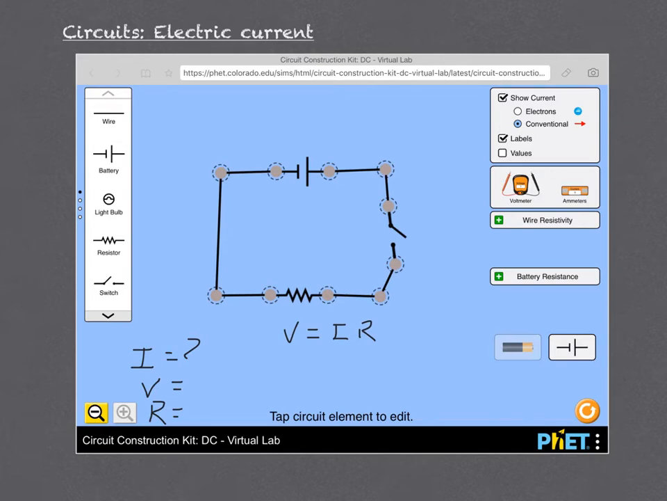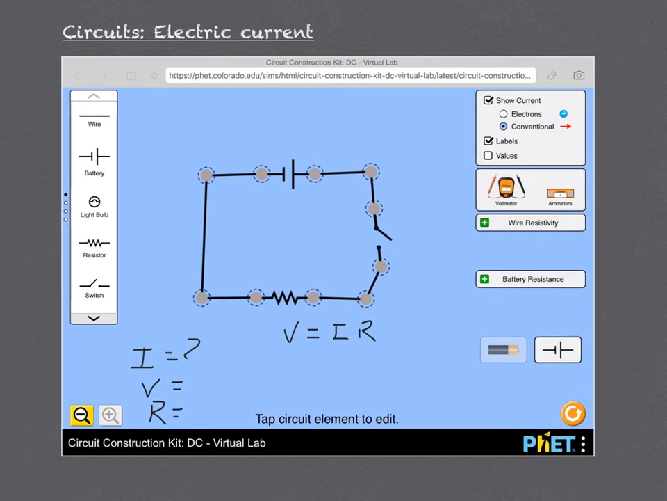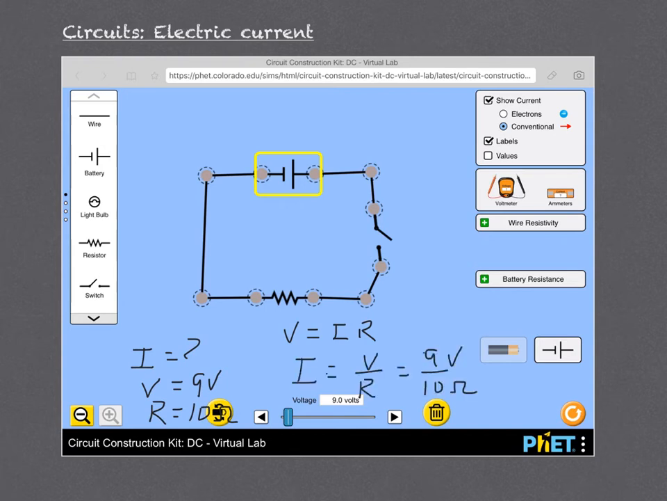So if I click on the battery, alright, it took a little bit. So I got on the resistor first, so I have a 10 ohm resistor and a 9-volt battery. If I wanted to now solve the problem, I would just have to manipulate Ohm's law for I. Okay, and we would get 9 over 10, or 0.9.